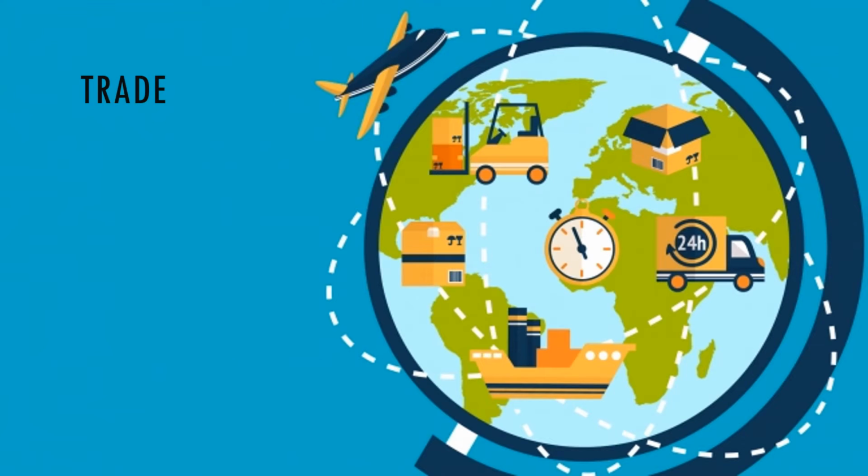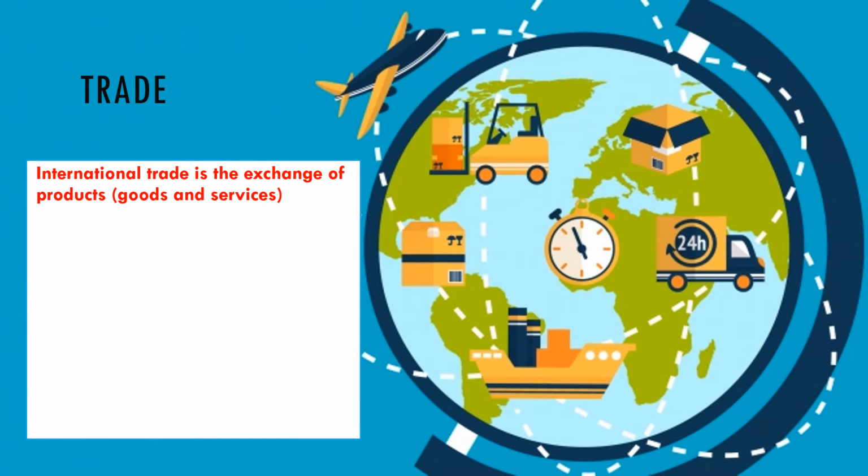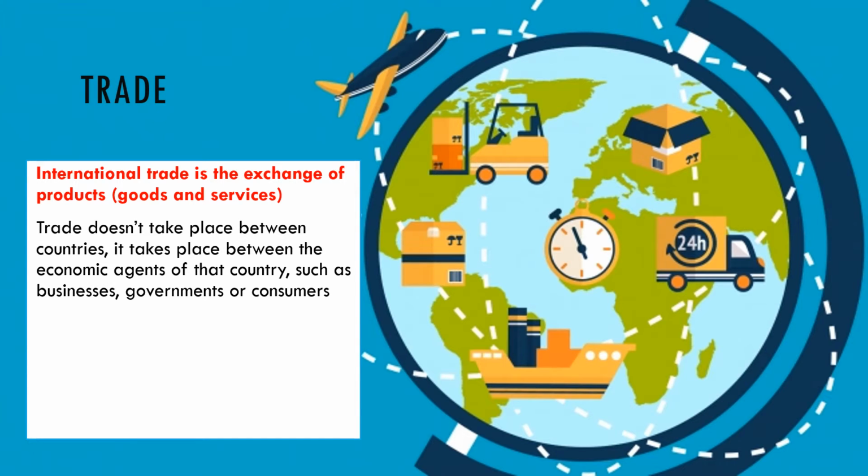So what do we mean by trade? Well, trade is the exchange of products or goods and services. One thing to remember is that trade doesn't necessarily take place between countries. Obviously, it involves products moving between countries, but it's always done by somebody. So it's always done by an economic agent of the country. So it might be a business in South America selling a product to a consumer in Europe. So it's always taken by the decisions of consumers and businesses, and sometimes even governments.